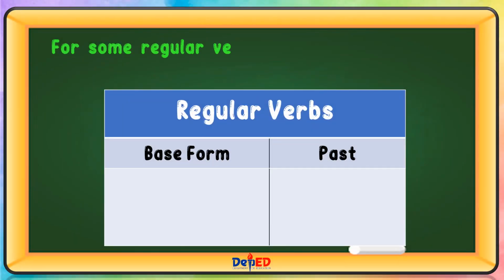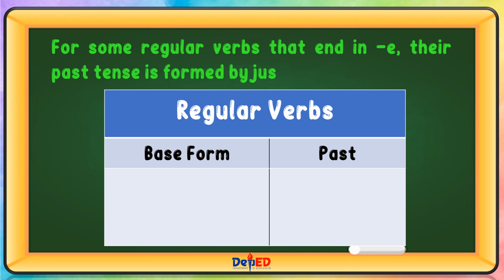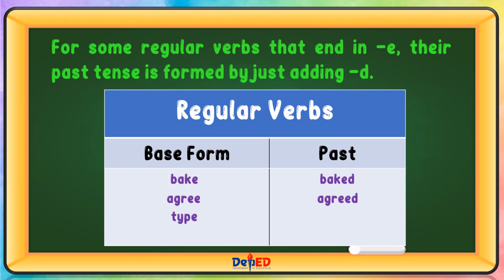For some regular verbs that end in e, their past tense is formed by just adding d, like bake, baked, agree, agreed, type, typed, die, died.